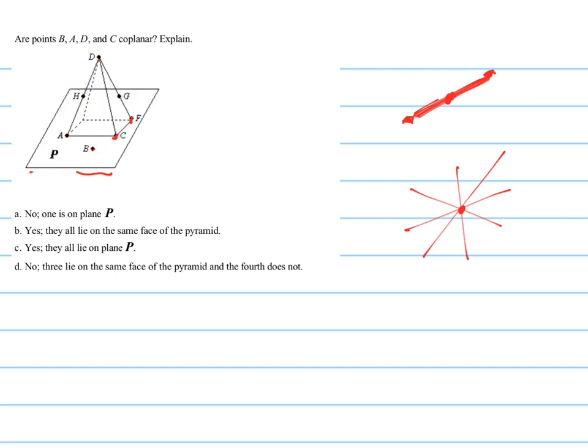So let me first erase all these things, and before I read the answers, let me just outline the points. They're talking about A, B, C, and D. So A, B, and C are all on plane P, or so it appears, right? The way that they've drawn this picture. But D is not on plane P. So I'm guessing it's this one right here.